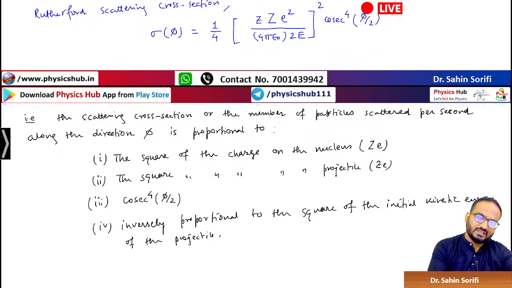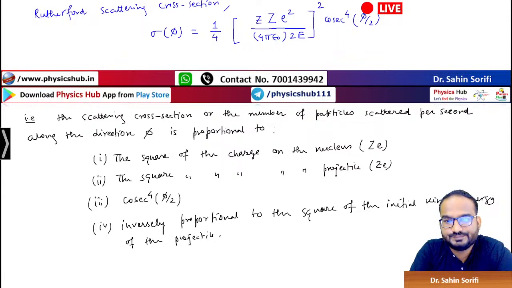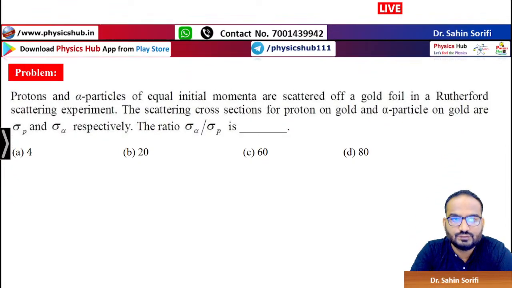Nuclear physics is one of the easiest subjects. Here things will get very easy. I hope this is done. Let's give you a problem. Can you solve this problem?